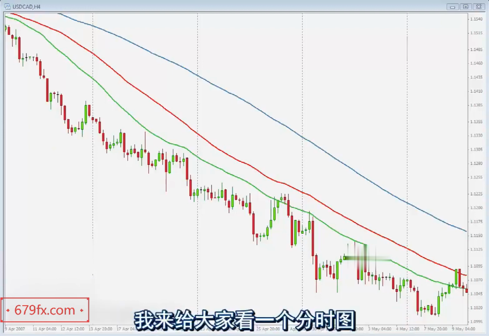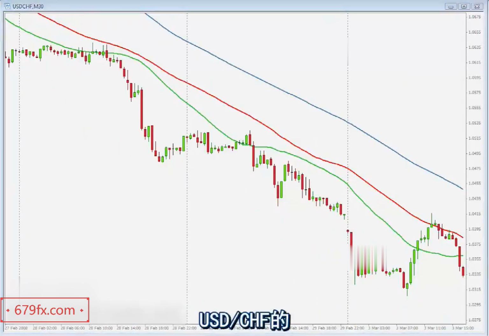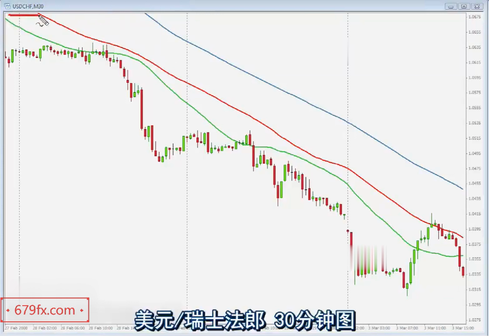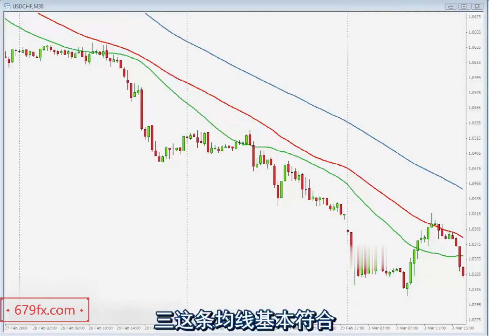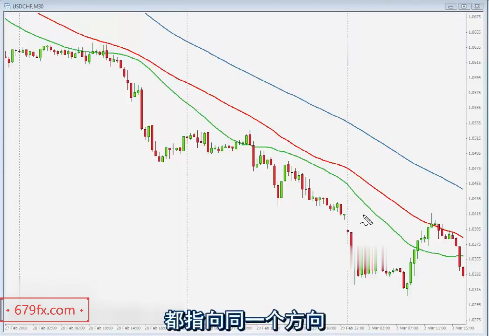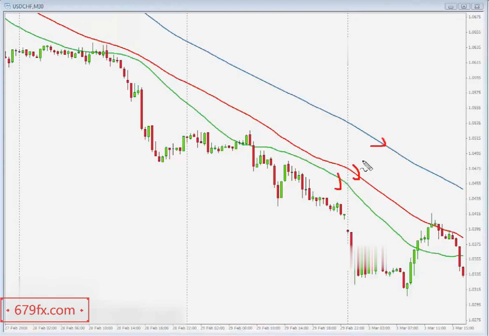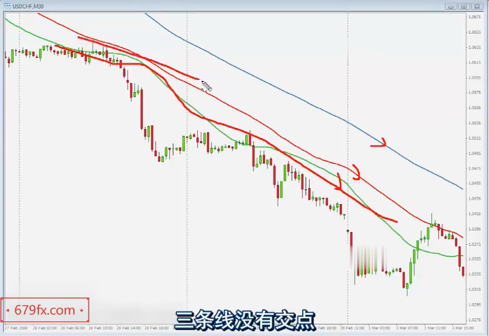Okay, let me show you another chart. That's the USD against the CHF, the Swiss franc on the 30 minutes time frame. Okay, it's one of the favorite time frames for intraday traders. Okay, as you can see, the moving averages are also fulfilling the 6 conditions I was mentioning before. They are all in order. They are all pointing in the same direction, meaning down. All of them remain more or less parallel to each other, okay? There's basically no crossover between the moving averages.